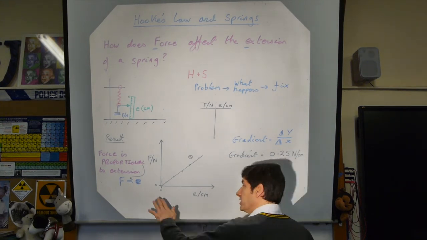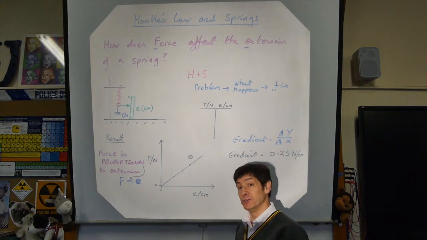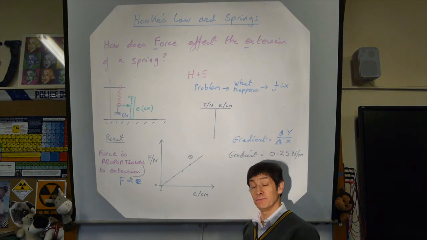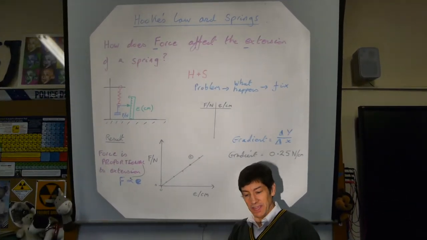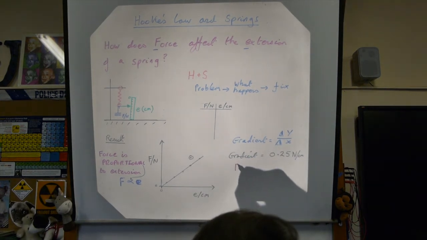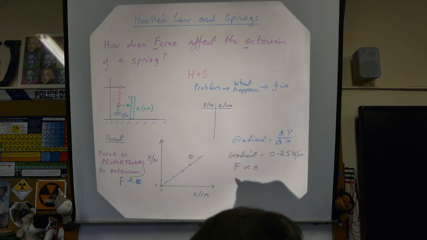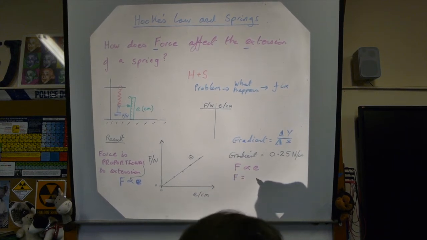Okay, so what we're going to do next is go, okay, how can we turn this into an equation? And the hint is this gradient, which doesn't change. It's a constant. So let's bring everything together now. We know we can describe this relationship as force is proportional to extension. But we want to make that an equation. So we want to say F equals something times by extension, a constant, something that doesn't change.